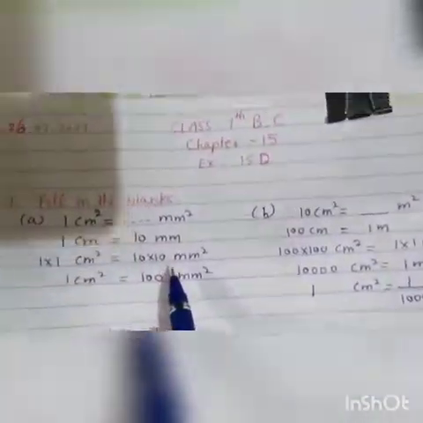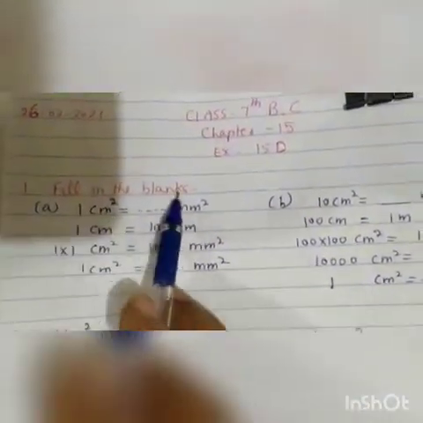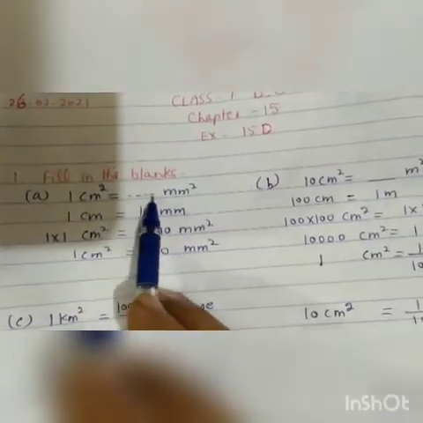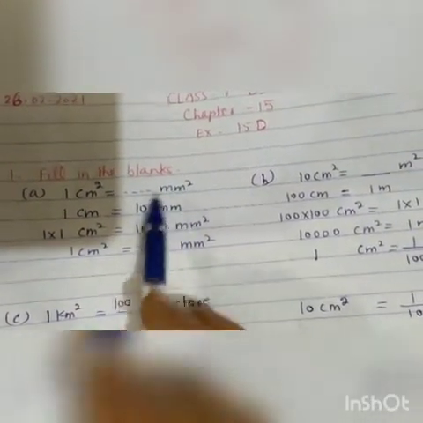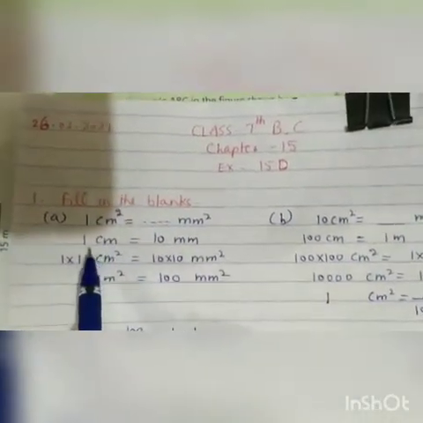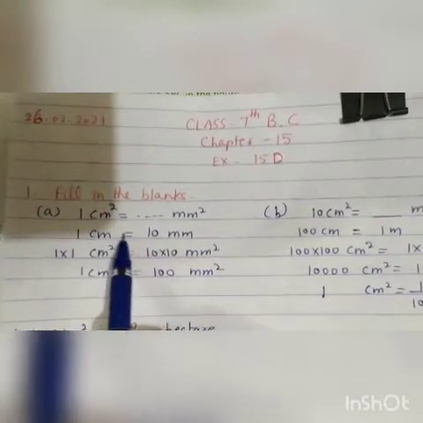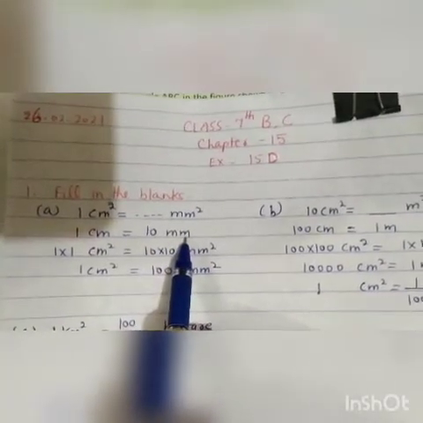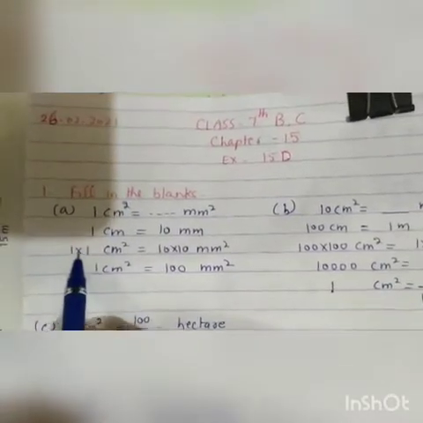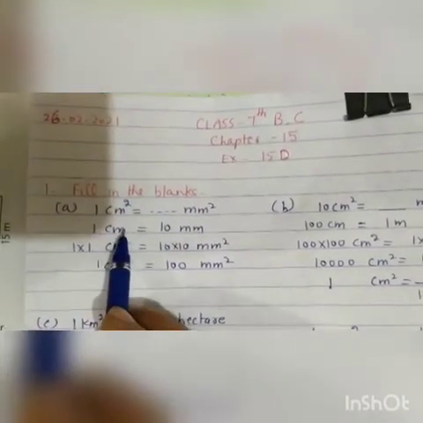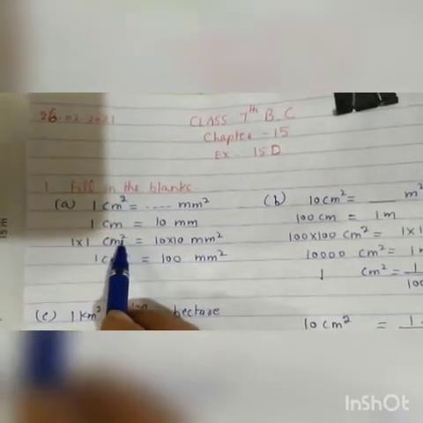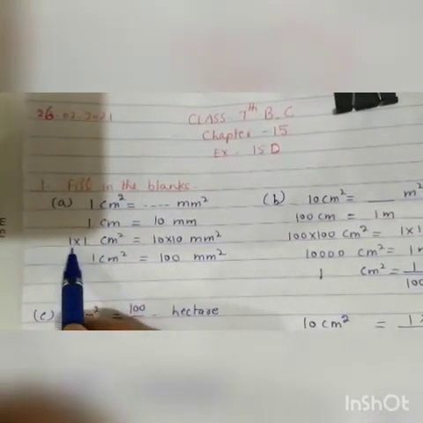See here, first question, fill in the blanks. A part is 1 square centimeter is equal to how many square millimeter. So first we are taking only centimeter. All of you know that 1 centimeter is equal to 10 millimeter. Then if we multiply this 1 by 1, then this centimeter becomes square centimeter, because here we are multiplying 1 by 1.